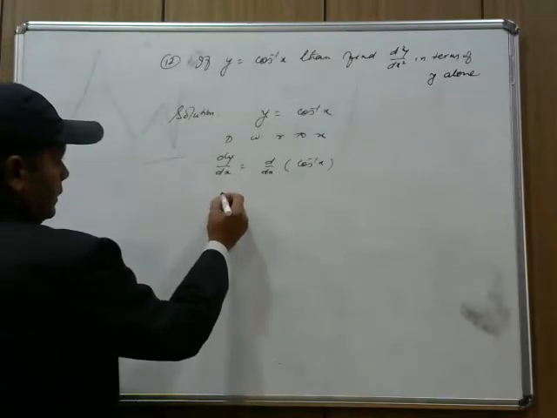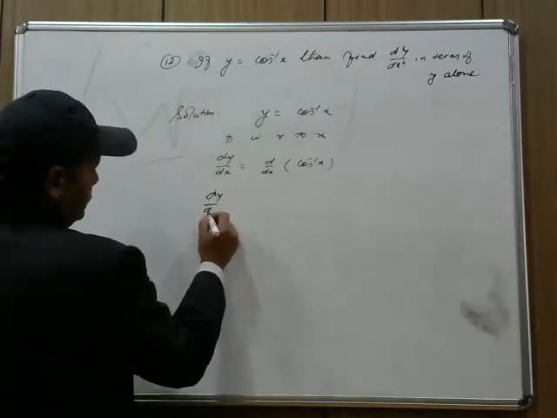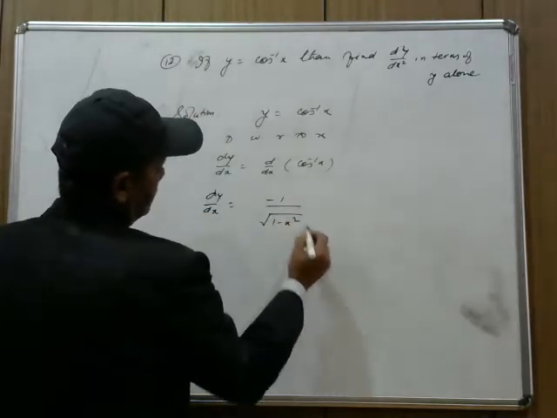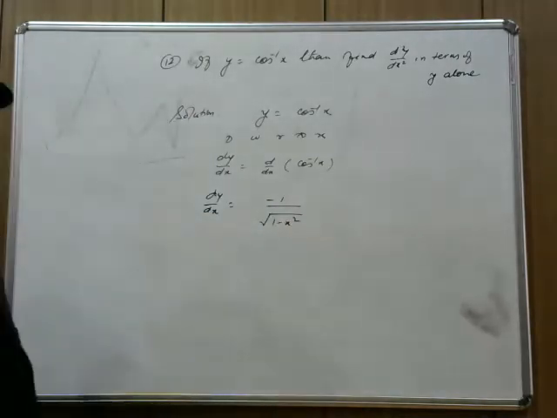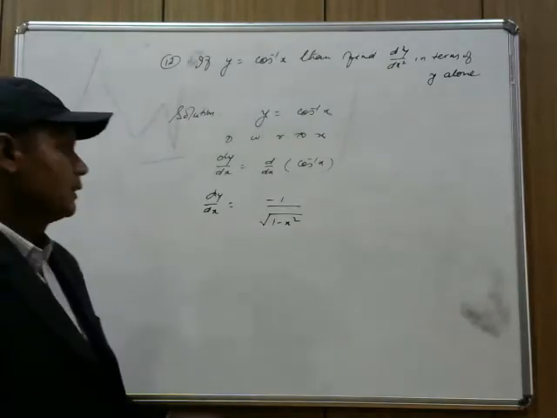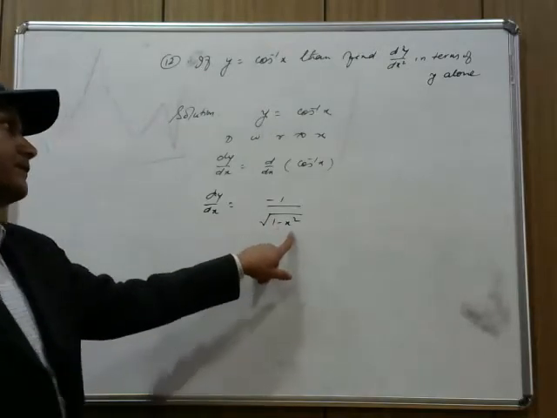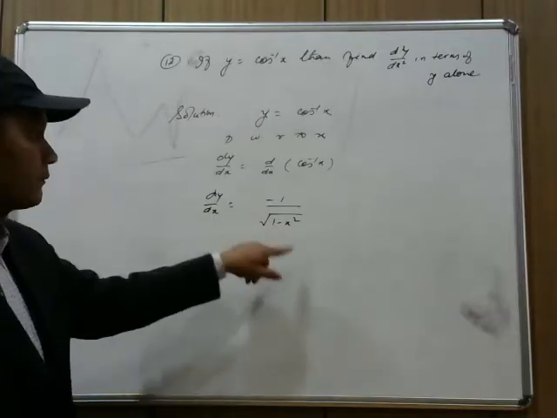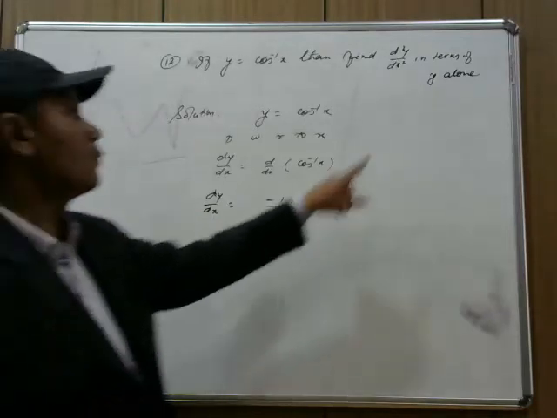Now dy/dx is equal to minus 1 upon under root 1 minus x square, the differentiation of cos inverse x. Here it is 1 minus x square. Now again you have to differentiate, and again you will get the result in terms of x, but the answer I have to get in terms of y only.